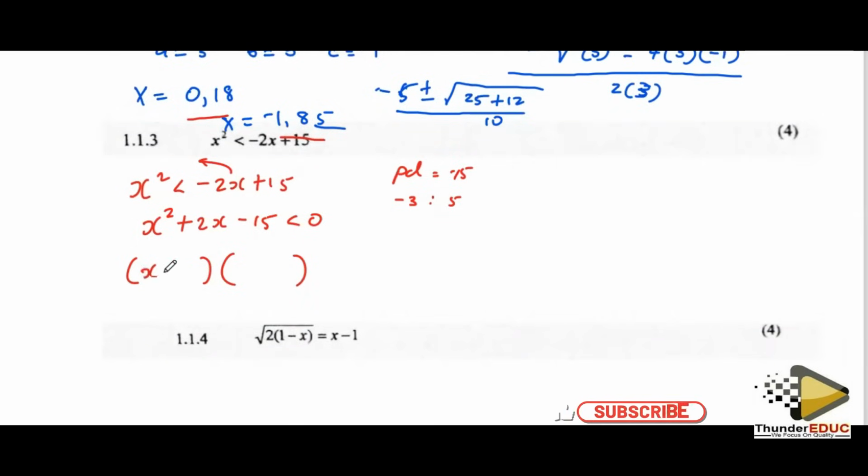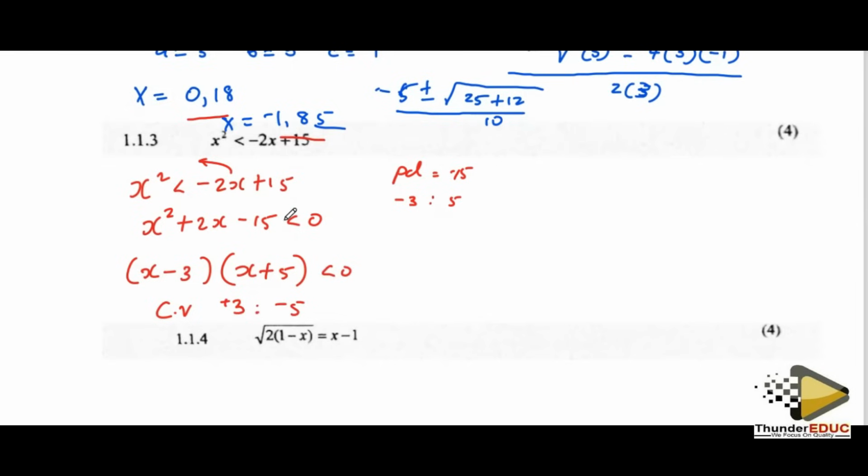Then that's going to be x minus 3, and then it's going to be x plus 5 is less than 0. And so from this, if there were no inequality symbol, and I assume there were just equal signs, I'll get solutions which I'm going to call my critical values as positive 3 and negative 5.